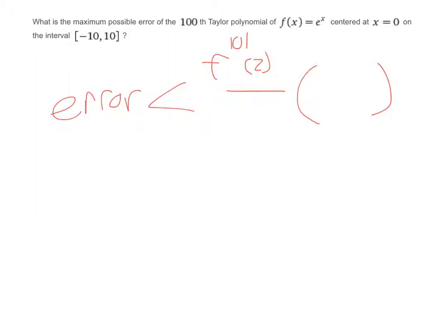In the denominator, we are going to have our factorial. It's going to go in there. And then over here in the parentheses, you're going to list how far you're moving from where you're centering the thing. So in this case, we're moving as far as 10. So we got 10, subtract where this thing is centered, which is 0, and we're going to raise it to the 101st power. Alright, and in the denominator, we're going to have 101 factorial.